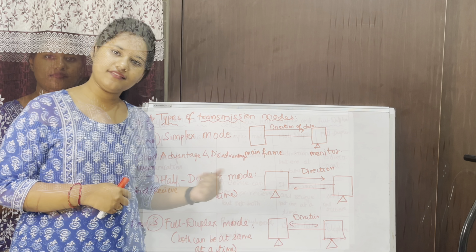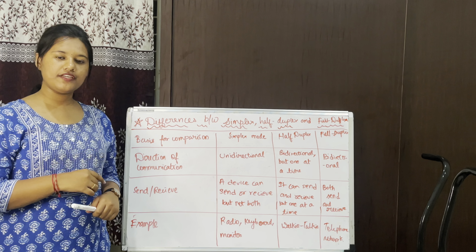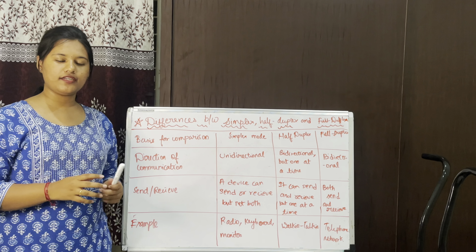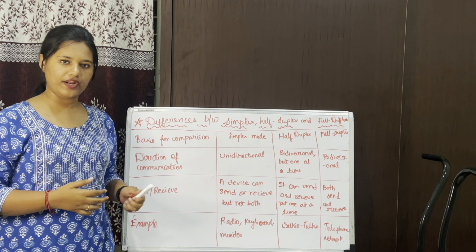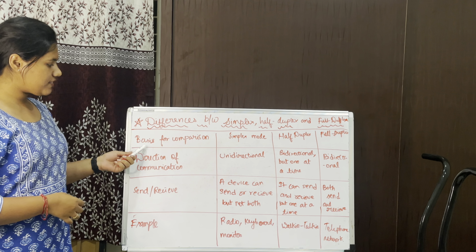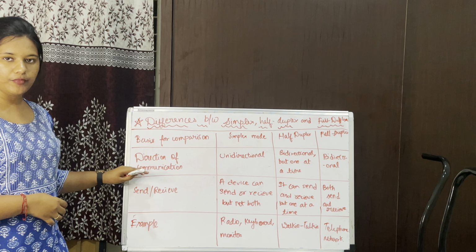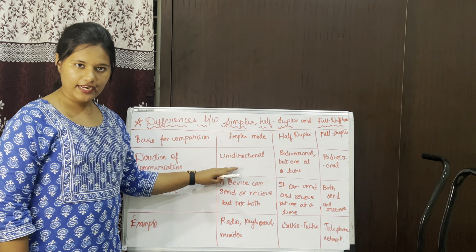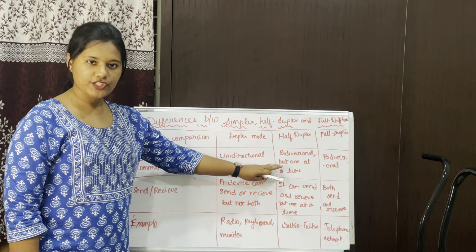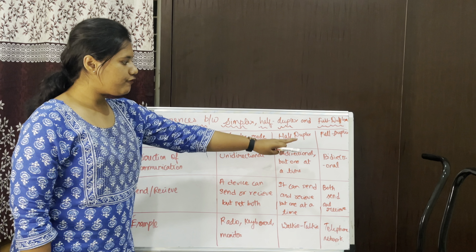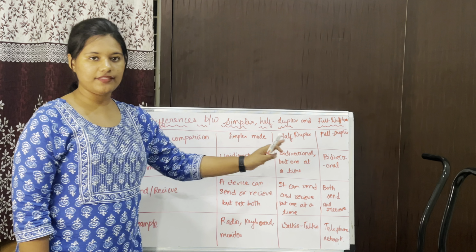Now we are going to see the differences table, which will make our understanding easier and can be concluded into one table. The basis for comparison is direction of communication. Simplex mode is unidirectional, half duplex is bidirectional but happens one at a time, and full duplex is bidirectional and can happen at the same time.